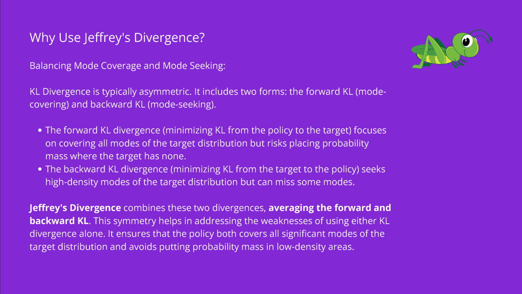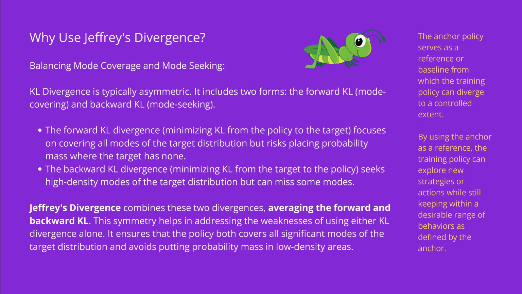It is easy. You have a Kullback-Leibler divergence. You know that this is asymmetric because you have the forward KL, the mode covering, and the backward KL, the mode seeking. And what you do with a Jeffrey divergence is just combine those two and average the forward and backward, and you get a new symmetry. And this is all there is to it.